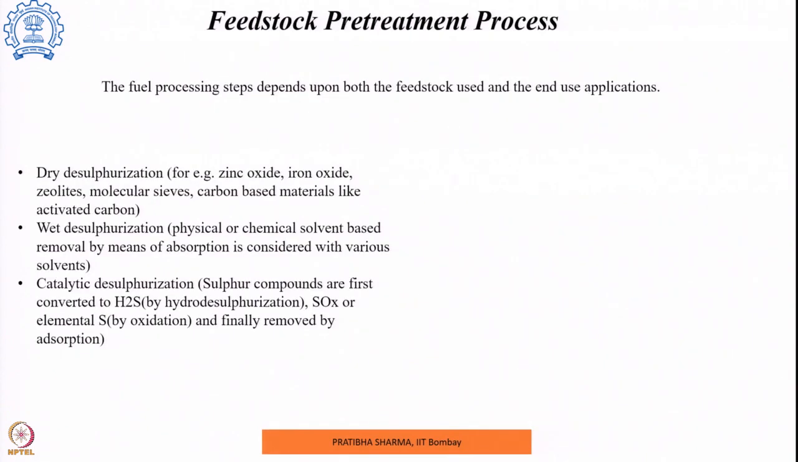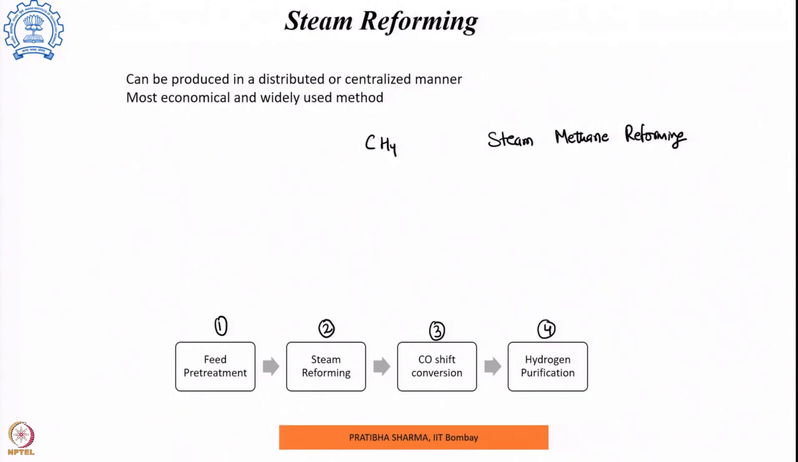So, let us look at the first step, which is the feedstock pretreatment process. Herein it depends which feedstock is being used for hydrogen production. Say for example, if methane is being used for hydrogen production, in that case the major impurities which we can see could be sulfur containing impurities which need to be removed. Now, these sulfur containing impurities need to be removed so that they do not deactivate the catalyst which is being used for the rest of the downstream processes. However, if higher hydrocarbons are being used, then they may have other impurities, as well as the decomposition of these hydrocarbons can also deactivate the other catalyst.